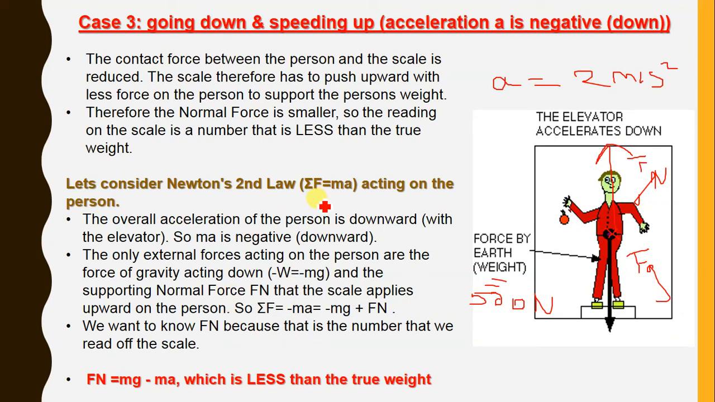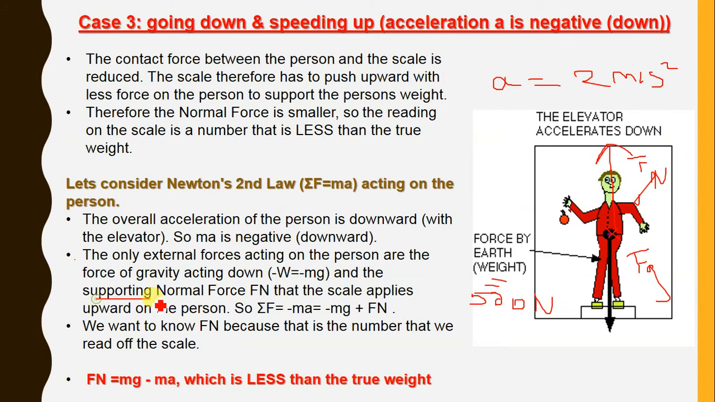Okay, so let's apply this one. The overall acceleration of the person is downward. So ma, what do you think? Acceleration here is positive or negative, since the elevator is moving down in the negative direction, right? So a here is negative. So when I use this equation, I will put here negative ma. Number 2: the only external forces are two. What are they? Acting on the person are the force of gravity, which is also acting how? Down. So negative Fg, which is equal to negative mg, and the supporting normal force.